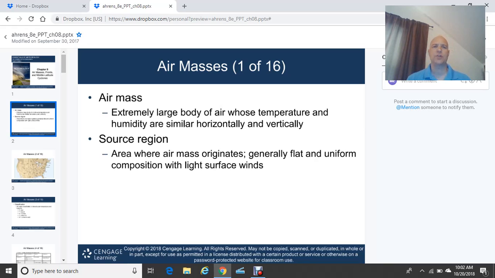The source region for an air mass is generally a flat area with uniform composition with light surface winds. So we don't want a mountainous area for an air mass source region. We want something that's fairly flat, flatter earth, and we want that area to have a uniform composition. We also want lighter surface winds, because if we get too much mixing of the air, it's not really going to allow an air mass to sit there, stagnate, and form.